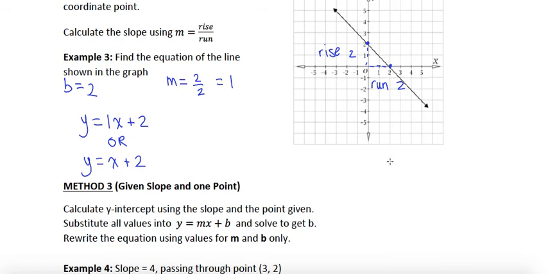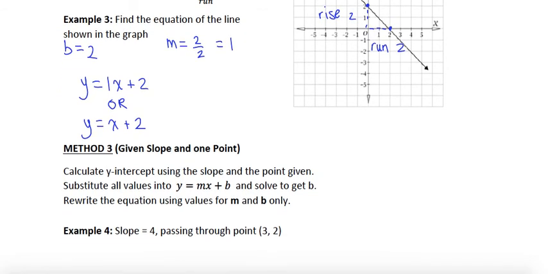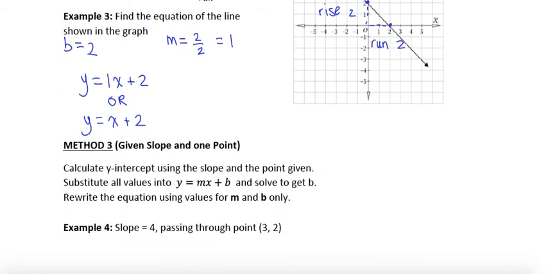So method 3 and 4 are going to be new methods for you to learn. We're going to find the equation of a straight line when we are given a slope and one point that lies on that line, and that point might be the y-intercept, but more than likely it's going to be another point on that line. And then we're going to look at method 4 when we're given two points on that line.